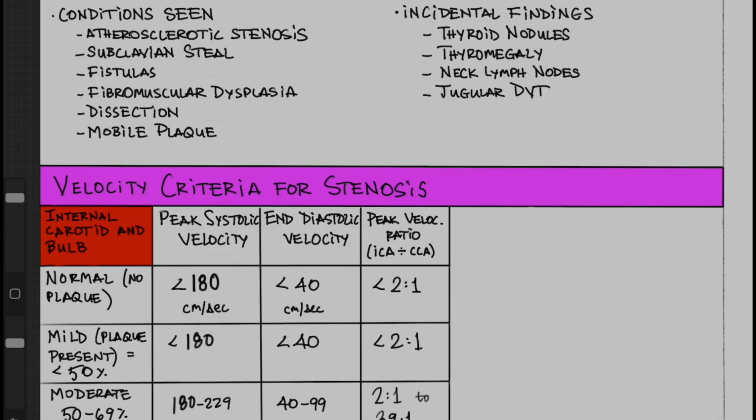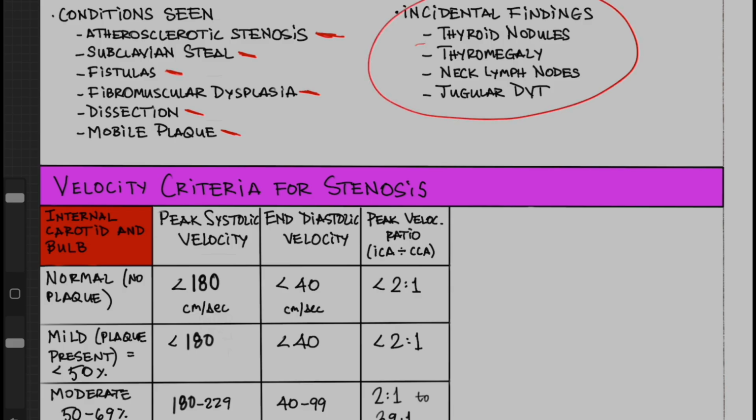The conditions that we'll see, obviously atherosclerotic stenosis, atherosclerotic plaque, subclavian steal, fistulas, fibromuscular dysplasia, once a year or so dissection in the arterial system that's imaged, mobile plaque, it's another doozy. I see it occasionally, maybe once a year.